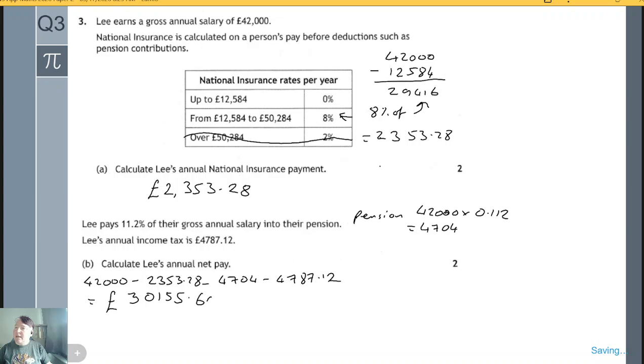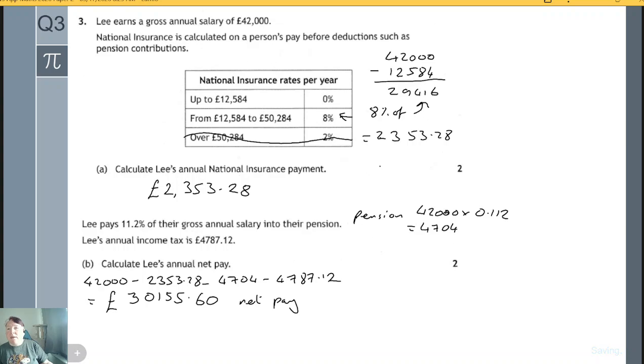and 60 pence. If you don't put that final zero, you will lose a mark, because when we talk about pounds, we talk about pounds and pence, and we do it to 2 decimal places. So that's the net pay.